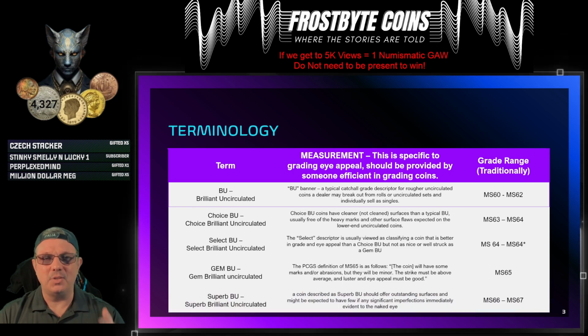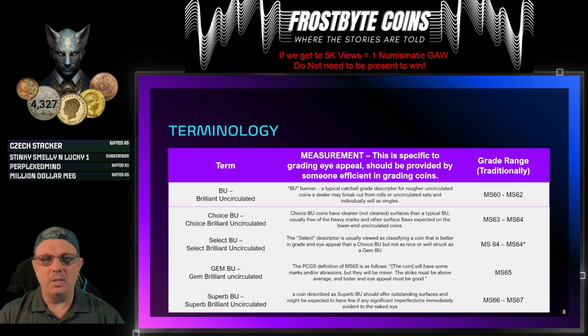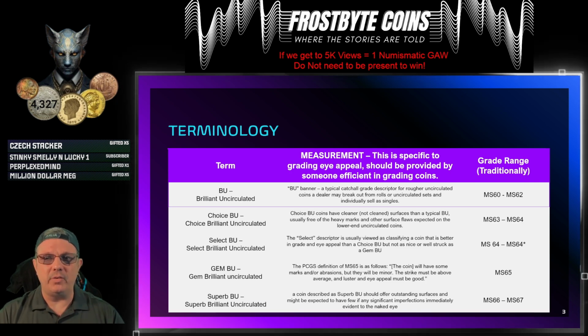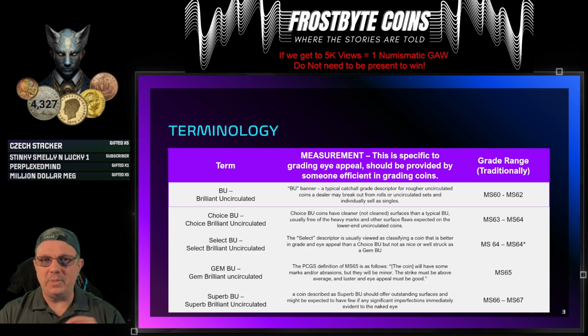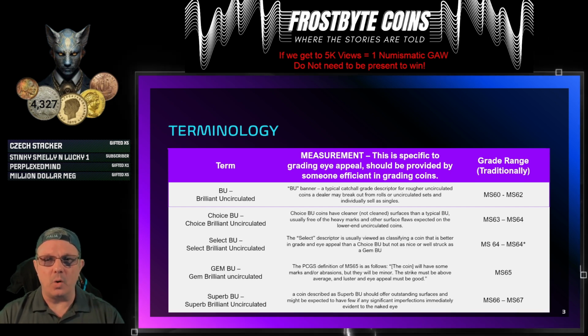Then we come to the last one for this particular area, and that's Superb BU. Now, I've never heard Superb BU until I started researching for this video. This is a coin described as brilliant uncirculated, equivalent to 66 or 67. Now, this should be the best of the best. We're not quite talking about perfection when you get into the 60s, 69, 70s, but this is one of those that from the eye, it should look like a perfect coin.